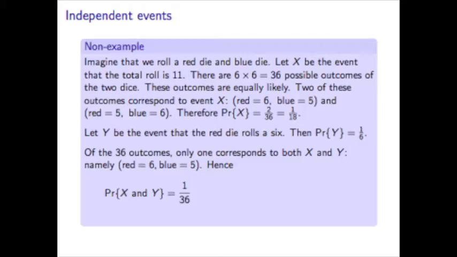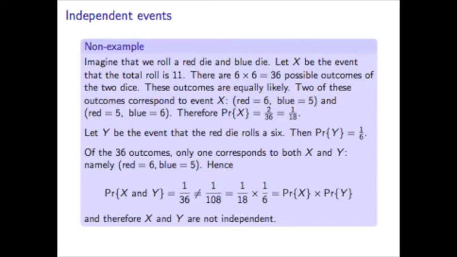Out of the 36 possible outcomes, only one of them corresponds to that event, that both x and y occur, namely, the red die must roll 6 and the blue die must roll 5. So the probability of both x and y occurring is 1 out of 36, 1 divided by 36. On the other hand, if we multiply together the probability of x with the probability of y, then we get 1 divided by 18 times 1 divided by 6, and this gives us 1 divided by 108, which is different from the probability of both x and y occurring. So from this, we conclude that x and y are not independent events.